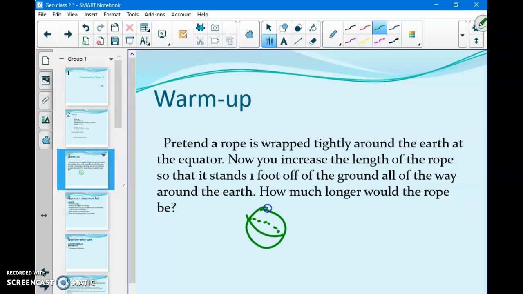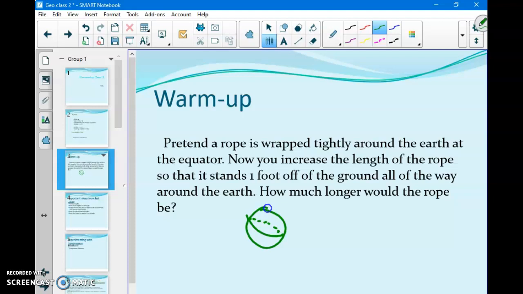Now we're going to increase the length of that rope so that it stands about 1 foot off the ground all the way around the world, on top of the water, on top of the mountains, whatever it is. How much longer would that rope be?